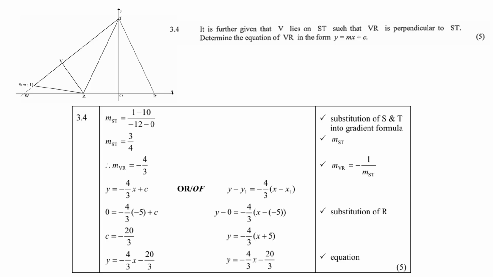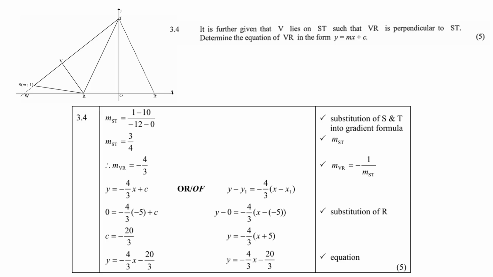Now you have a choice of two equations to use. Either you use y equals mx plus c, or you use y minus y1 equals m(x minus x1). You can choose which one you want to use. Then of course replace m with -4/3, and then we're going to use point R. R, of course, you'll remember, is (-5; 0). Why R? Because R lies on VR.